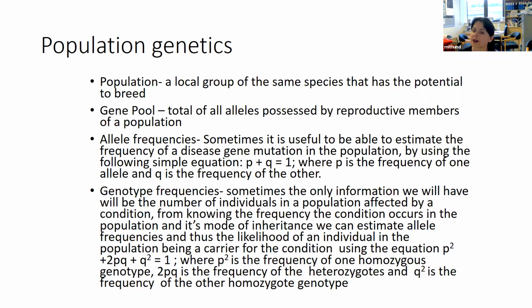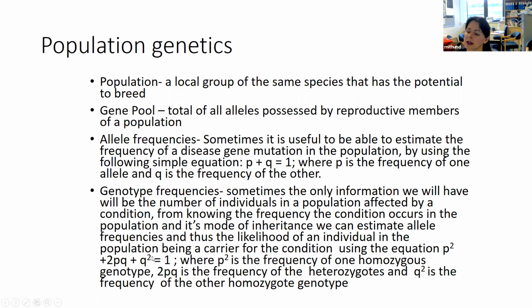So we have a second equation that we use. In this case, it's P squared plus 2PQ plus Q squared is 1. In this equation, the P squared is the frequency of one homozygote, the Q squared is the frequency of the other homozygote, and the 2PQ represents the heterozygotes in a population.